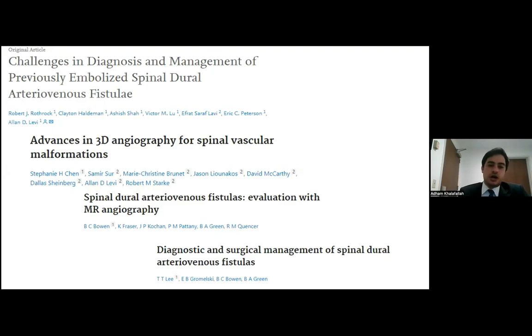Looking into the literature, the team here and my colleagues have done a lot of work trying to understand how to manage spinal AV fistulas, understanding the challenges in diagnosing and managing AV fistula, especially the ones that have been taken into angio and were already embolized. Looking into also, during the angio, how to understand the different angiographies using the 3Ds, and then also understanding the importance of MRA angiography and the different management and surgical procedures that we can do to treat those spinal AV fistulas.